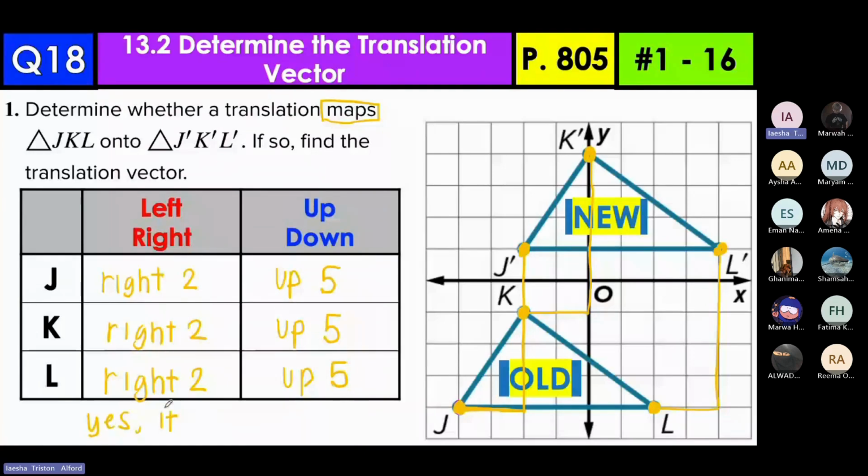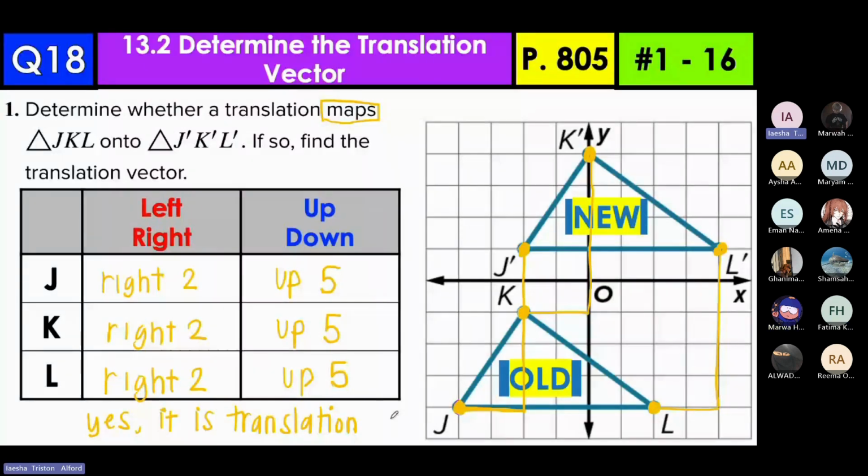It is a translation. Why? Because everything is what? Equal. So yes, it is a translation. Now, what is the vector? Positive 2, positive 1.